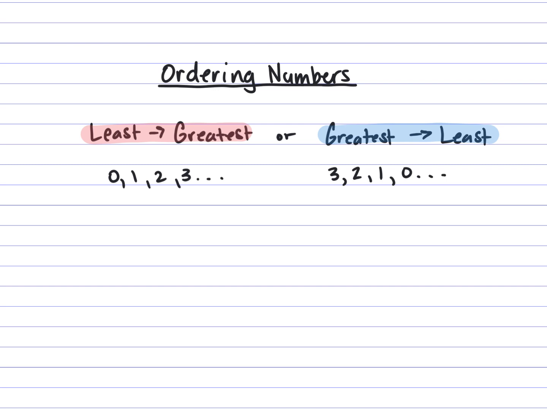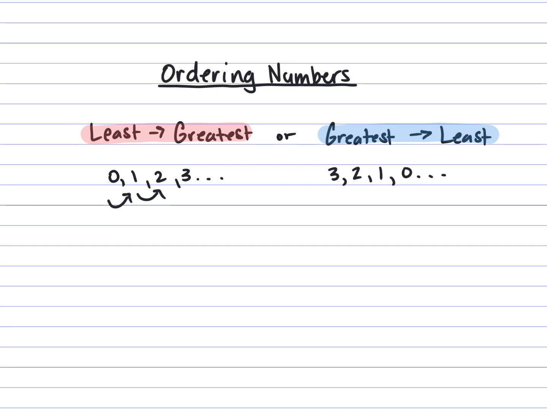There's a lot of ways to order numbers, but the two most common are least to greatest or greatest to least. If you're ordering numbers from least to greatest, you start with the smallest numbers, and then they get larger as you go. Starting with greatest to least, you put the largest numbers first, and then go on to the smaller numbers. So there's two main ways to do this. Now let's look at the different types.